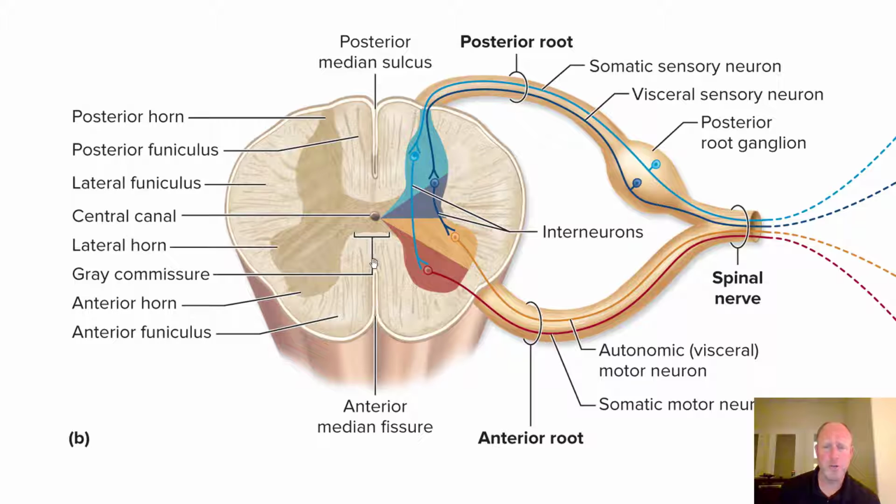For the anterior median fissure here, these are interneurons here, communicating between neurons, the posterior horn being here, and the posterior funiculus, or one of them here, lateral funiculus here, central canal, of course, lateral horn, the gray commissure, it's right in here, and the anterior horn, and anterior funiculus.